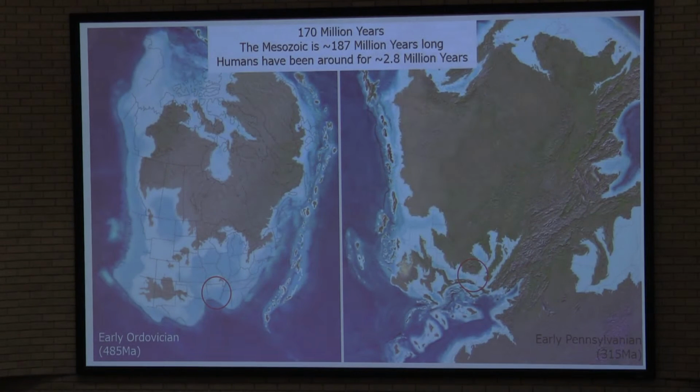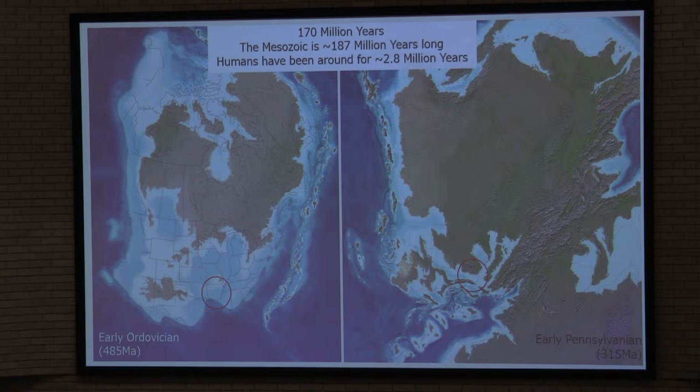So this is what it would have looked like way back then. For just a little context, that's 170 million years worth of time spanning these 2 maps. It's a lot of time. That's a good chunk of time. The whole period of time that dinosaurs lived was about 187, give or take, million years, and humans have only been around for about 2.8 million.